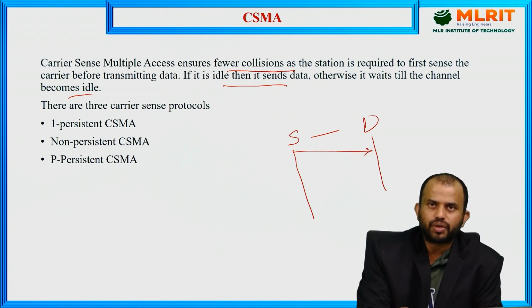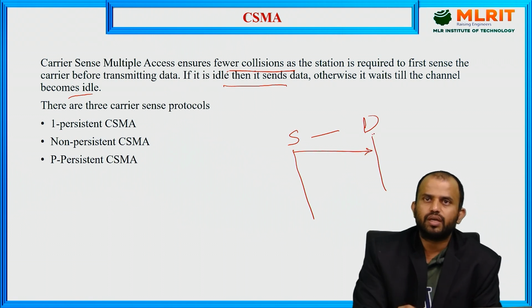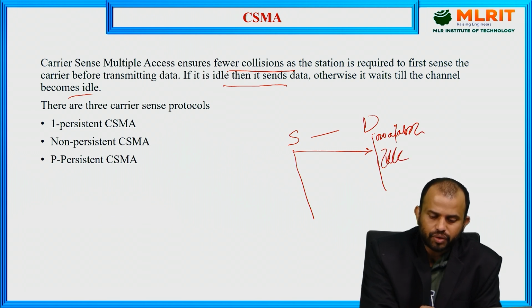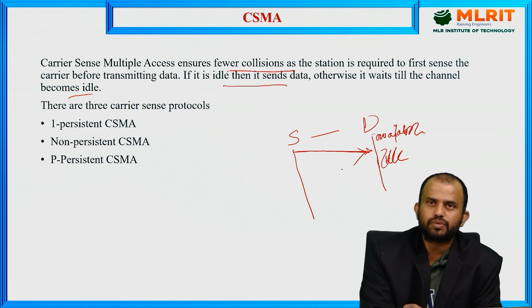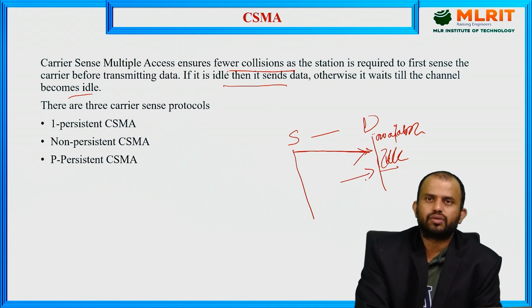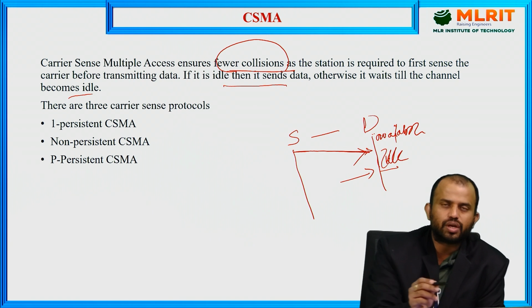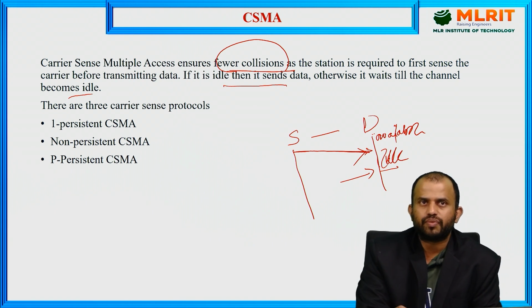First we need to check the status of the receiver, the destination. If the destination status is available, which means it is in an idle state, then we initiate the transmission. The channel is available, the signal transmission rate is high, the transmission is successful, and there is no chance of signal collision. That is why we say it ensures fewer collisions in data transmission from source to destination.